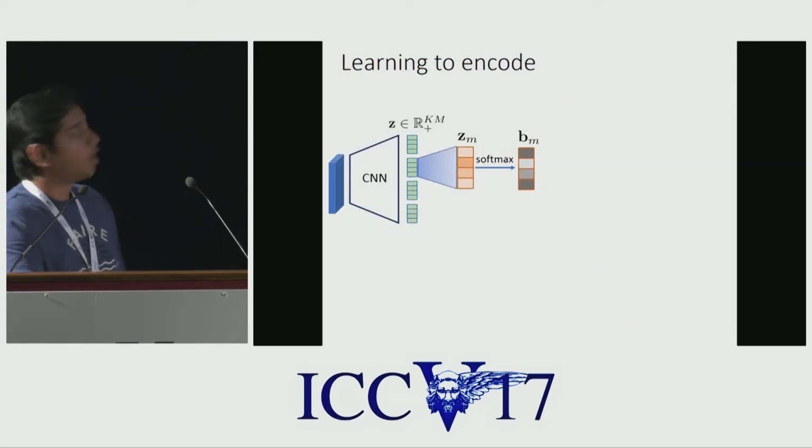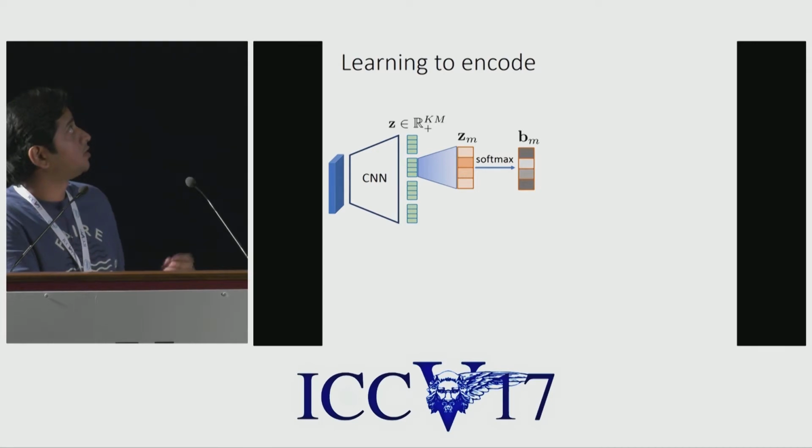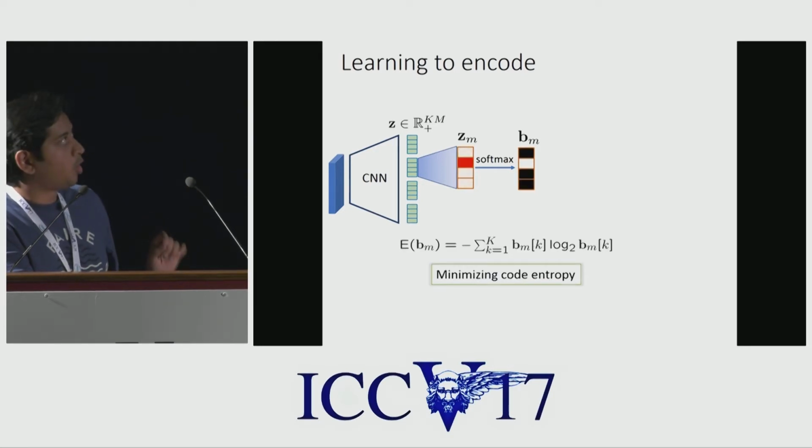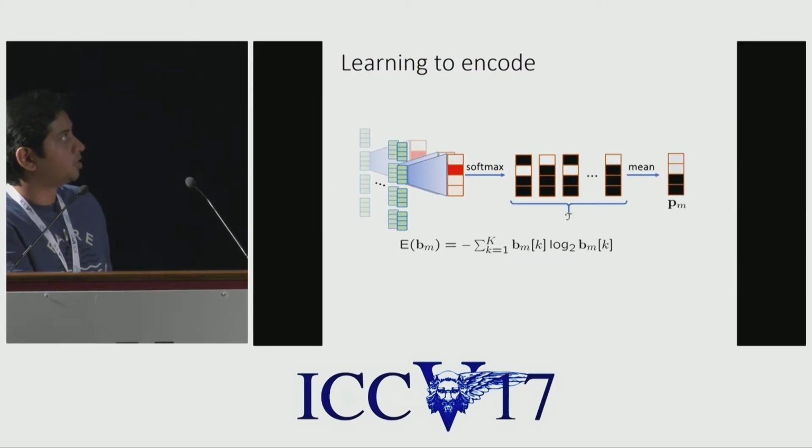So to understand how we learn, let's consider an image representation Z. We divide it into m blocks. On each block, we apply softmax to get an L1 normalized vector. And then we minimize the entropy of this vector, this code, to get close to one hot vector. Now, consider we apply it on a batch, and we get one hot vectors which have low entropy, but are not using all the available bits, which can be seen in the average vector PM.